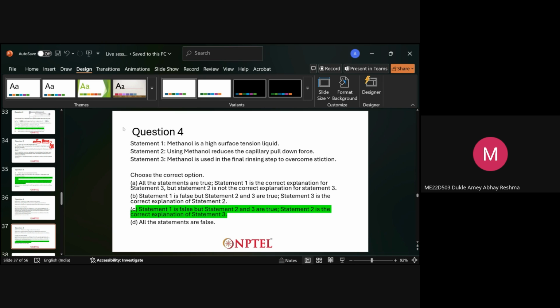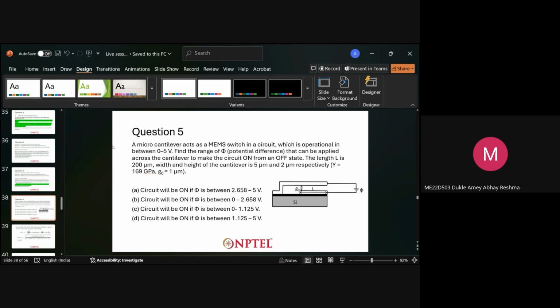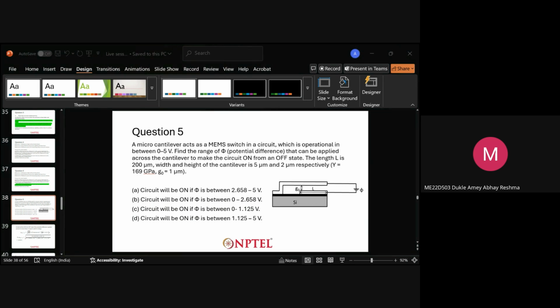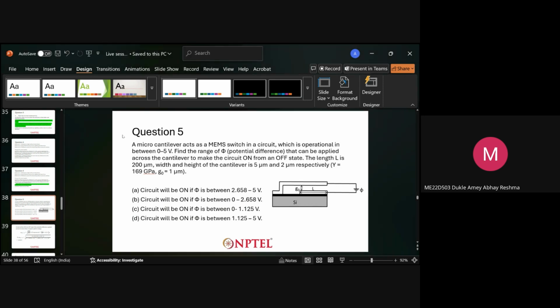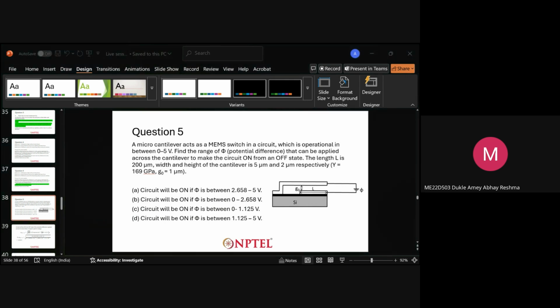That is why we are using methanol, and because of the low surface tension, it reduces the capillary pull down force, and that is the reason it is used in the final rinsing step, so as to reduce the stiction in the setup. So this is the answer. So the answer is C. Any questions? Okay, so we'll move to the next question.